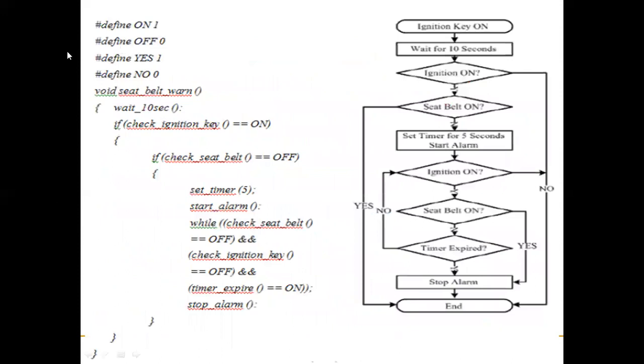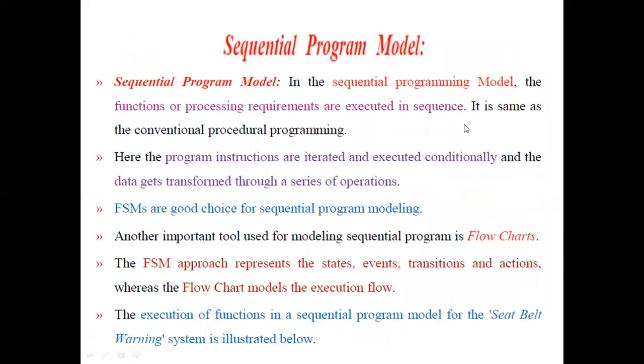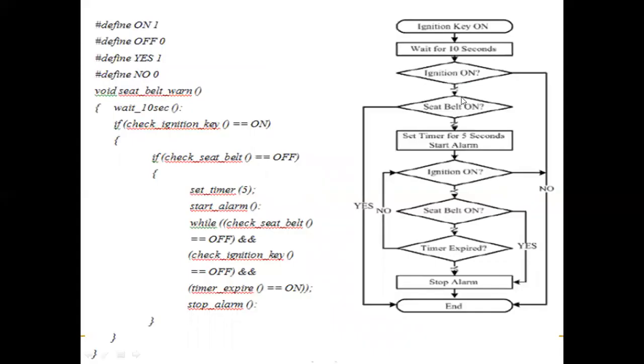Here are the header files, defined as on 1, off 0, S1, no 0. Here is the flow diagram, where the sequential program operates on a flow chart. The flow chart models the execution, so execution will be performed on the flow chart. According to this flow diagram, the program has been written.